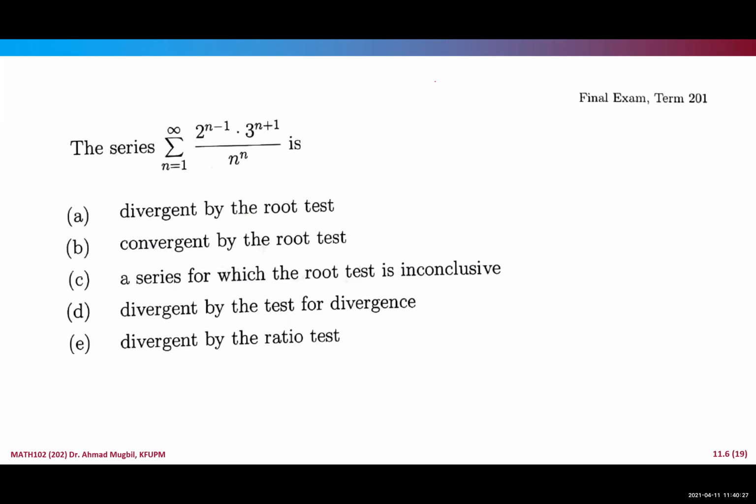This series is: divergent by the root test, convergent by the root test, a series for which the root test is inconclusive, divergent by the test for divergence, or divergent by the ratio test.